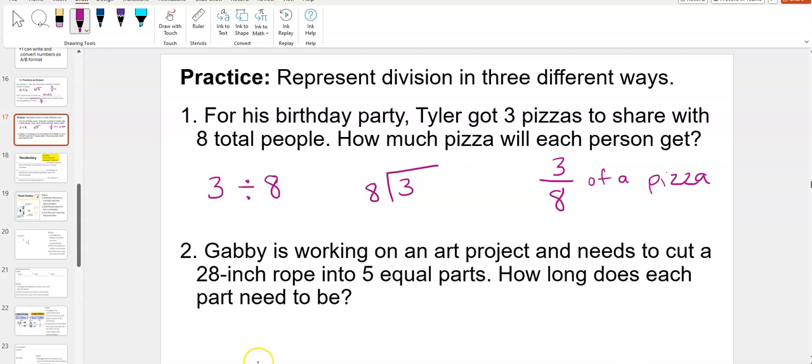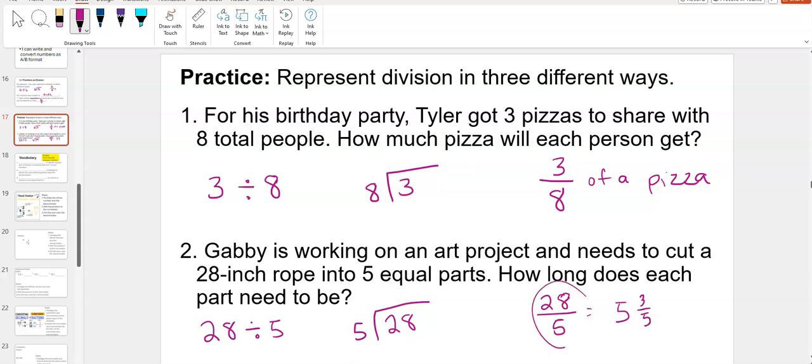All right, our next one is Gabby is working on an art project and needs to cut a 28-inch rope into 5 equal parts. How long does each part need to be? Well, again, I'm going to do it a normal way and do 28 divided by 5. Then we're going to do long division way, and I'm going to do 28 inside the house, 5 outside the house. And then finally, our answer is going to be 28/5. And we're going to keep it like this because this is A-B format, even though you might want to write 5 3/5. That is also true. This is the answer that we want because of that A-B format.